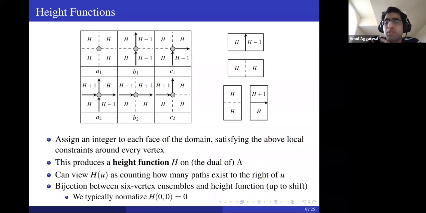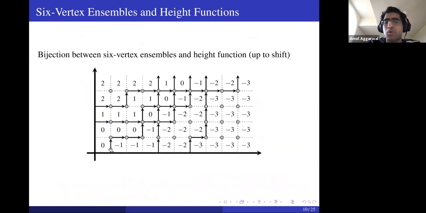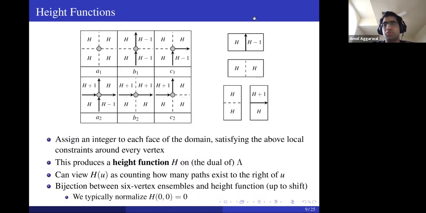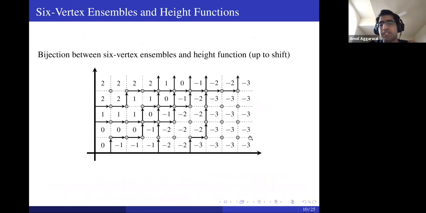And there's a bijection between six vertex ensembles and height functions up to an overall shift. We'll normally normalize it so that the height function is equal to 0 at the origin. So let me just give you an example. Here I've drawn a quadrant and a six vertex ensemble on it. And I've fixed the height function to be 0 here. And by these rules, if you like, you can extend the height function to everywhere else in the quadrant.